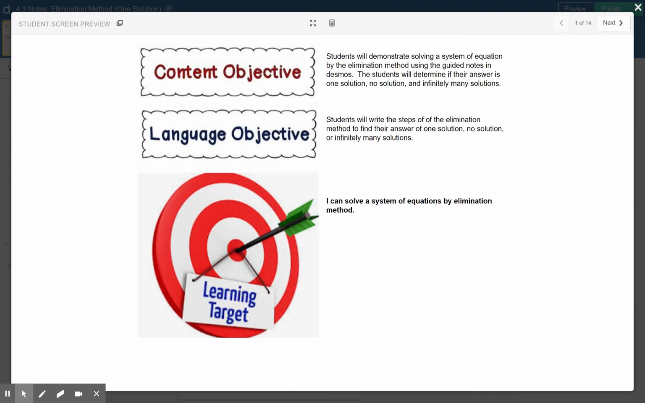The language objective is students will write the steps of the elimination method to find their answers of one solution, no solution, or infinitely many. And then the learning target will be: I can solve a system of equations by the elimination method.